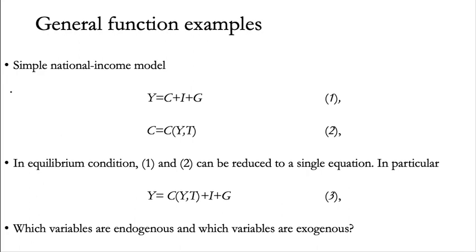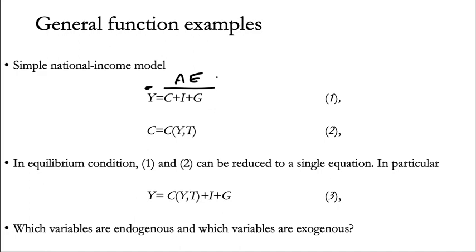Let's say we have a simple national income model, which is given by expression 1 and supported by expression 2. Equilibrium for national income says that whatever is being received must be equal to whatever is being spent. Whatever is being received is income. Whatever is being spent is aggregate expenditure. So Y equals C plus I plus G.